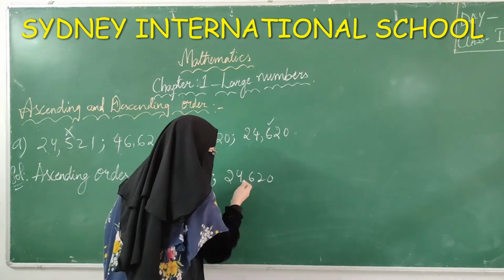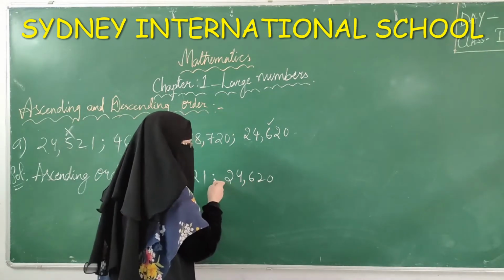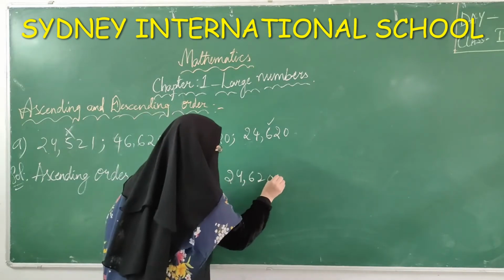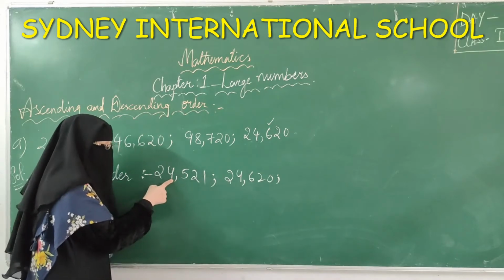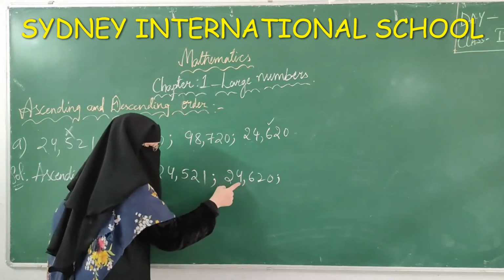Whenever one period is finished, place the comma. Whenever the 1,000 period is finished, place the comma. This one period is finished, that's why I am placing a comma. Here also one period is finished, that's why I am placing a comma, because the 1,000 period will start. Here also the 1,000 period will start.